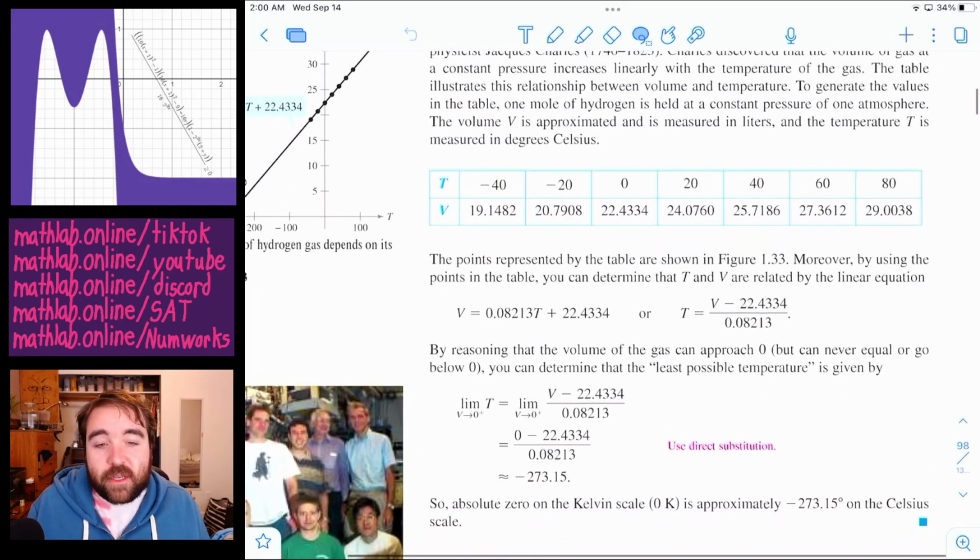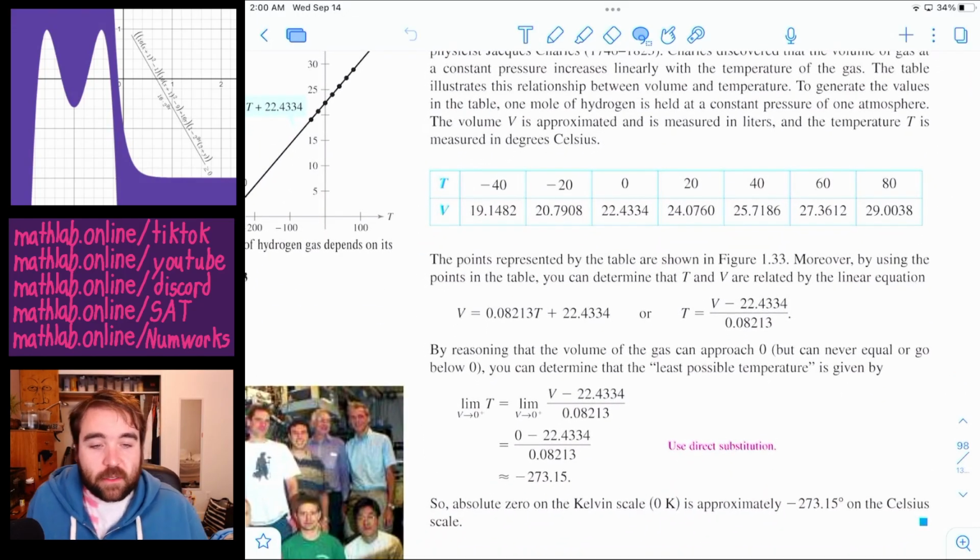They say by reasoning that the volume of the gas can approach zero, but never equal or go below zero, you can determine the least possible temperature. Because you think that's another thing with gas. I guess they're not talking about it here, but when gas gets cold, it compresses. So that's what they're saying: when they compress it to the least possible volume, that's going to be the coldest that it can be.